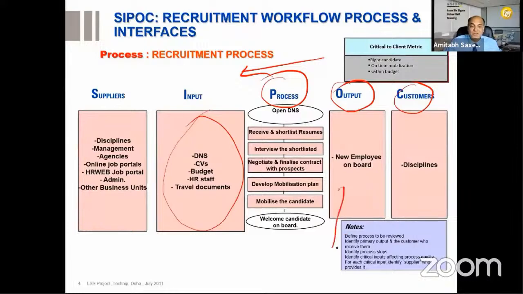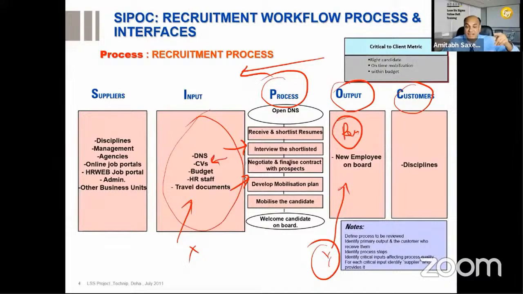Then a measure on the output is a Y. And the measure on your X factors is the X factors. Like time taken to mobilize the candidate, mobilization time. Your recruitment time is the Y. And it is dependent on CVs, available, not available, attribute data. Budget, approved, not approved, attribute, or how much, it is continuous. HR staff, skilled, unskilled.